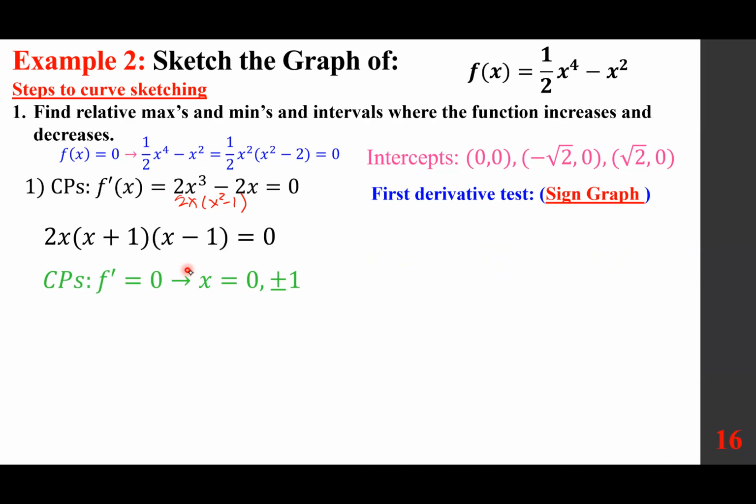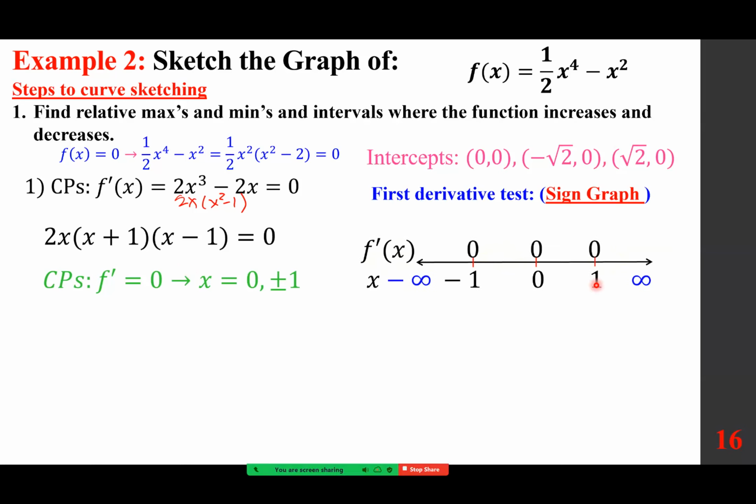To do the sign graph, we go from negative to positive infinity. At negative 1 is 0, at 0 is 0, at 1 is 0. The numbers at the bottom represent the x value, and they must be in order. Now, one thing I mentioned last time, I'm going to mention it again. Because each one has an odd exponent, or you might say 1, 2, 3 separate answers, and it's of degree 3, they will alternate.